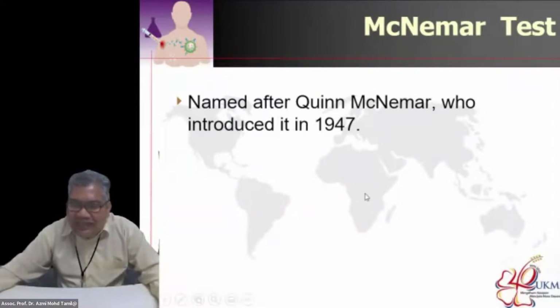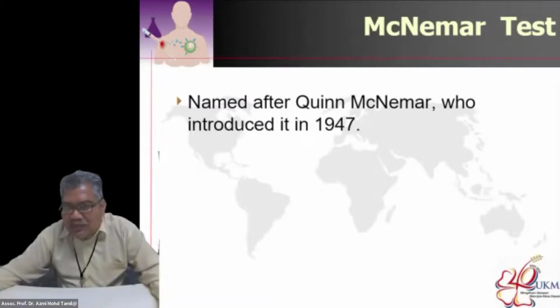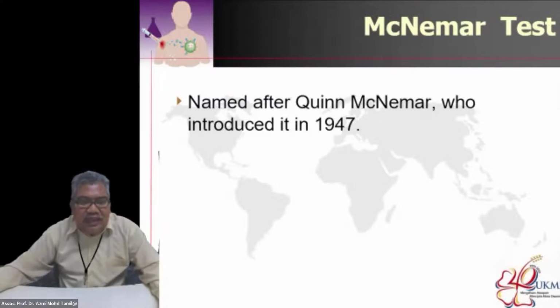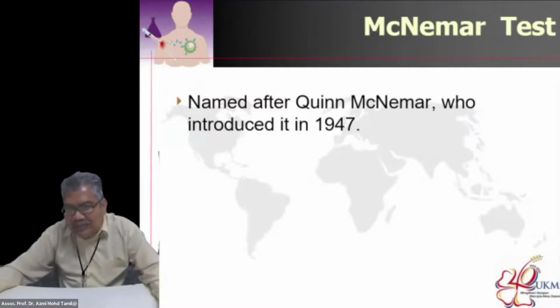We have the McNemar's test. Who is this McNemar? It is named after Quinn McNemar, who introduced it in 1947. Why do we have the McNemar's test? It is similar to the paired t-test, but instead of continuous data, the McNemar's test is for categorical data, before and after.